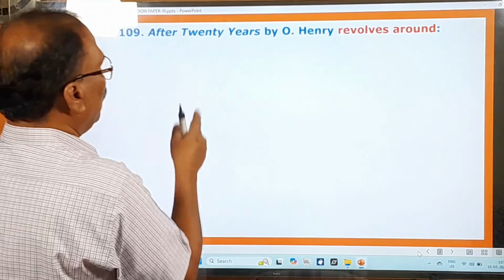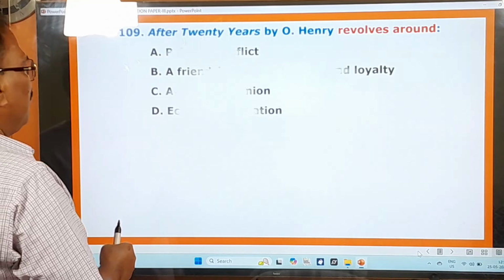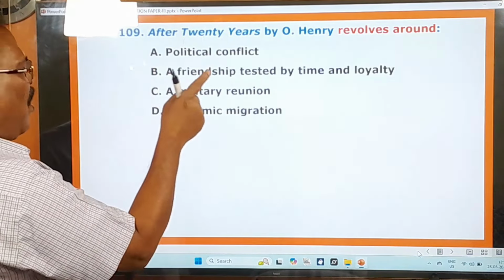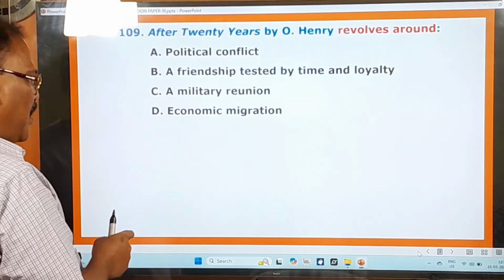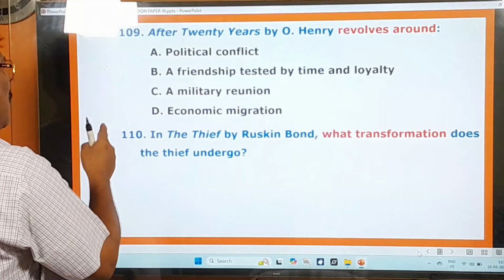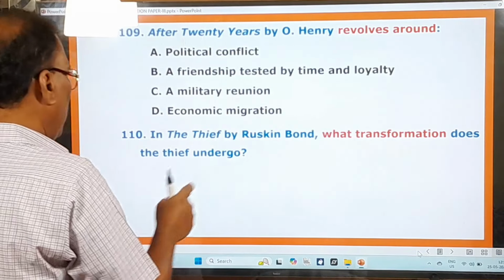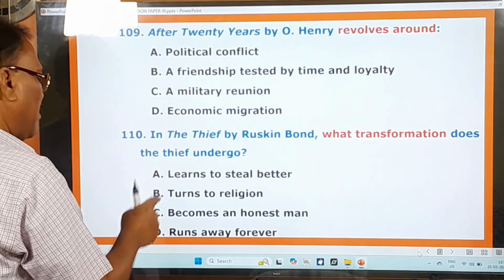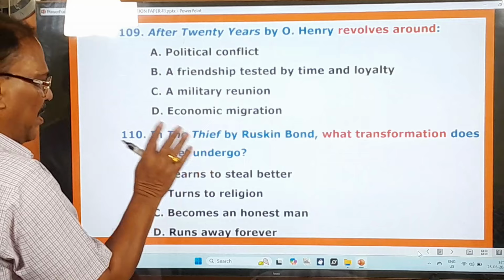109th question. After 20 Years by O. Henry revolves around political conflict, a friendship tested by time and loyalty, a military reunion, economic migration. 110th question. In The Thief by Ruskin Bond, what transformation does the thief undergo? Learns to steal better, turns to religion, becomes an honest man, runs away forever.